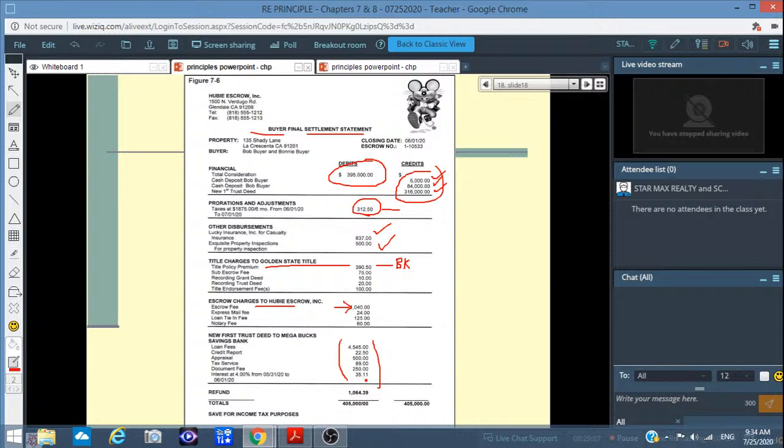Close to $5,000, okay. So it cost them, and then they got a refund. They overpay, okay. So 405. So it cost them 10 grand, right? To do the loan and also for paying the fees.